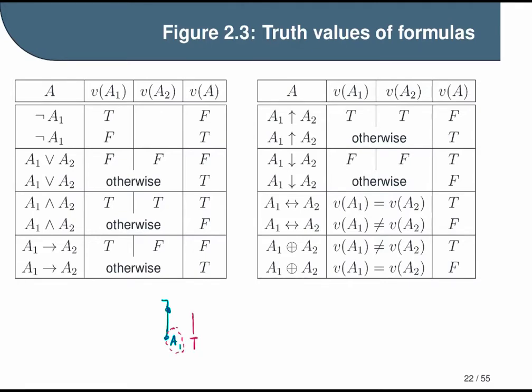So if the value of A sub 1 is true, it will be false. If the value of A sub 1 is false, it will be true. And this is what our table tells us up here. The value of A depends on the value of A sub 1, and it is the opposite in each case. Likewise, if the root of A is some binary operator, for example, the OR symbol, then A is false if it happens that both of the children are false, and in all other conditions, A is true. This is just the definition of the OR operator.